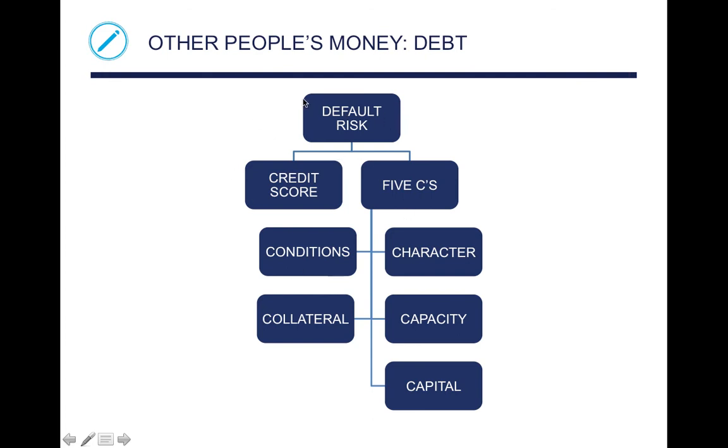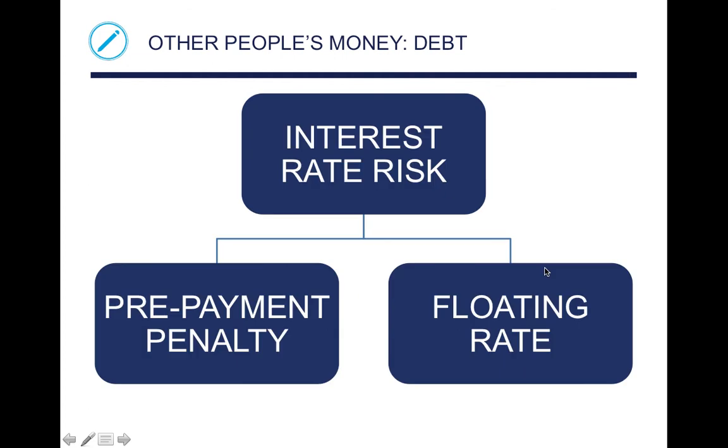So these are examples of default risk. You have credit score, and then you have the 5 C's: conditions, collateral, character, capacity, and capital. And the book goes a little more deep into that. If you want to read that, well, you should be reading it. But those are the 5 C's. Then you have interest rate risk, prepayment penalty, and then a floating rate.